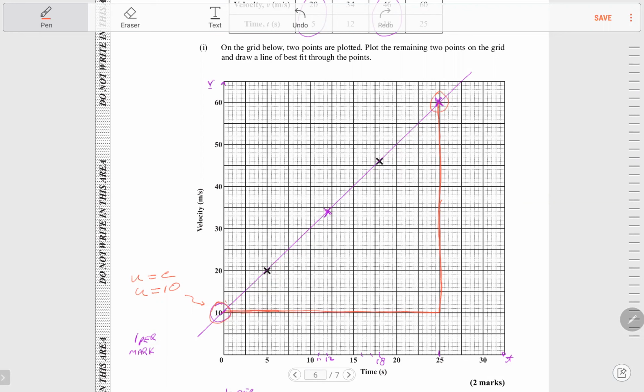Easy. Alright, so the run is from 0 to 25, so the run equals 25. And the rise is from 10 up to 60, so the rise equals 50. From 10 to 60 is 50. Therefore, the A is just like a gradient M, which is rise over run. And so the A is basically 50 over 25, which is 2.